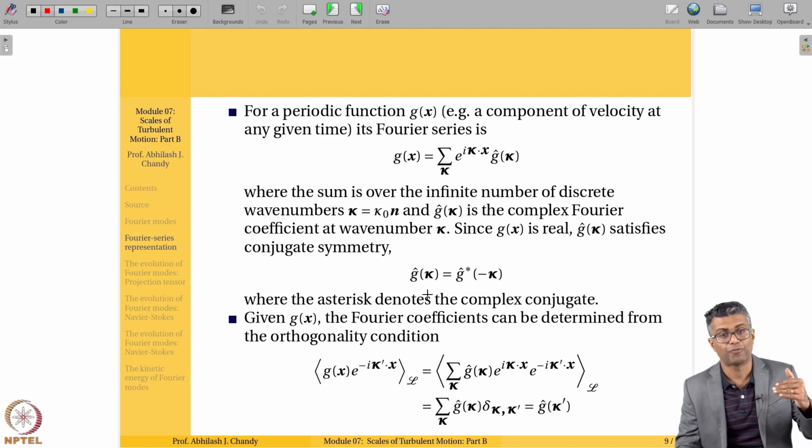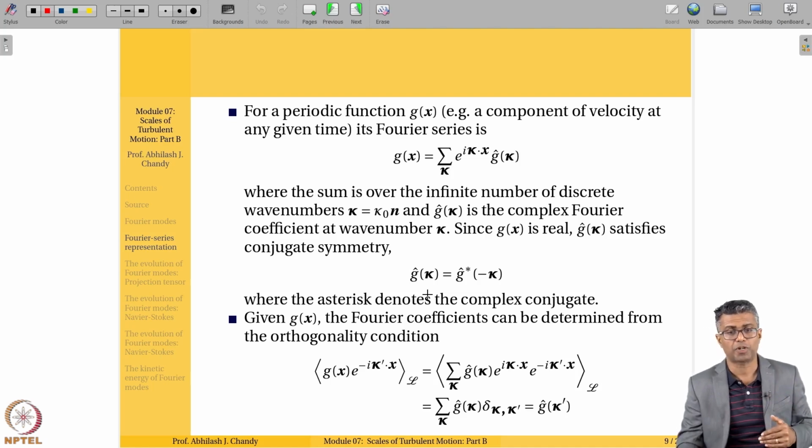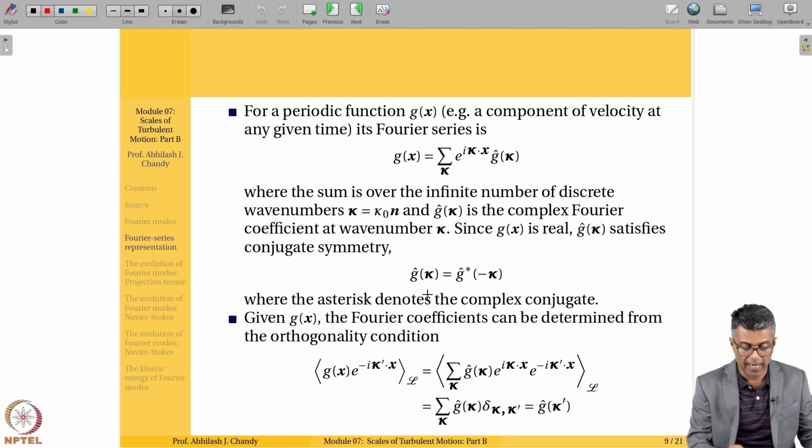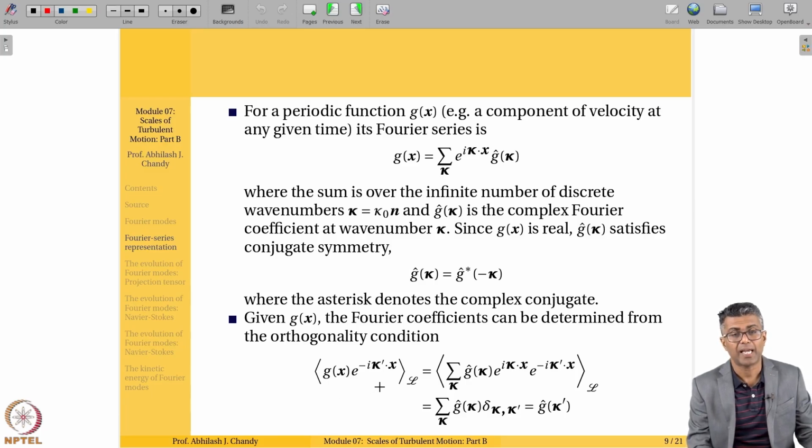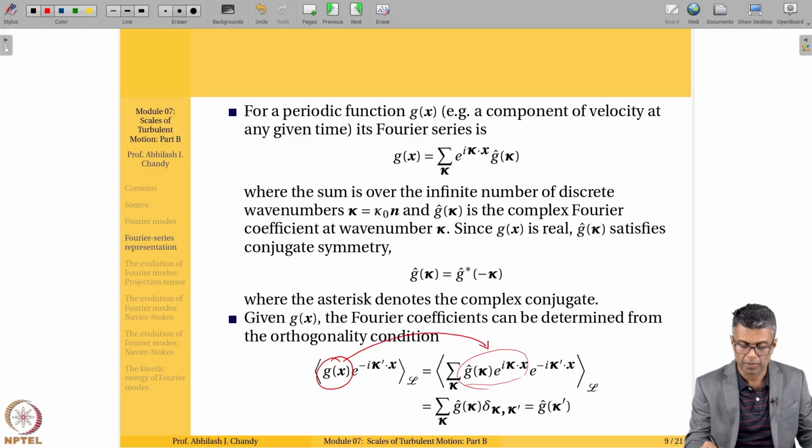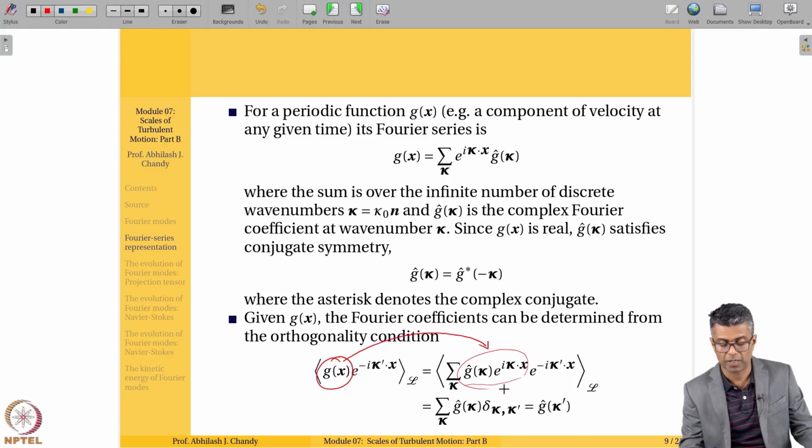Now that you have the Fourier series and this conjugate symmetry property satisfied, you will have g of x times e to the minus i kappa prime dot x, volume averaged, and I can substitute the Fourier series in place of g of x. So I have g hat of kappa e to the i kappa dot x times e to the minus i kappa prime dot x. Then what happens?